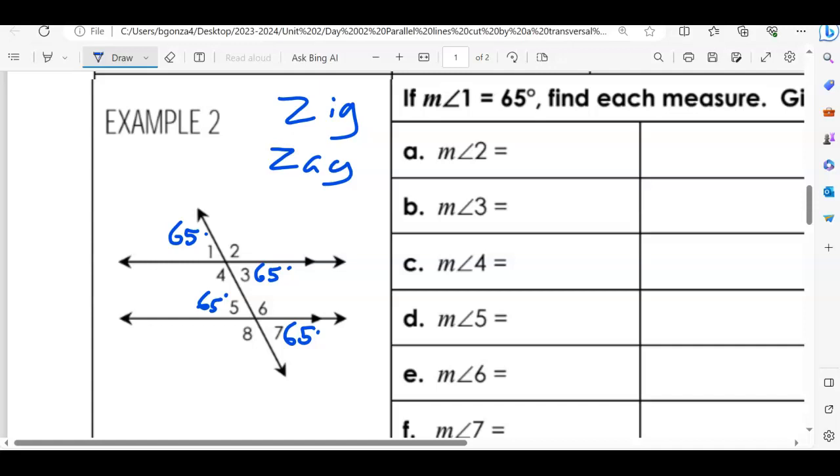Anyone else in this classroom besides her? I know y'all know this. What do I do to find out that missing angle? Subtract what from what? How many degrees is a straight line? 180 minus 55 equals?